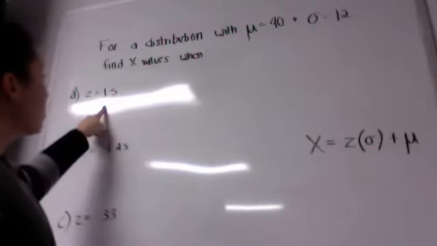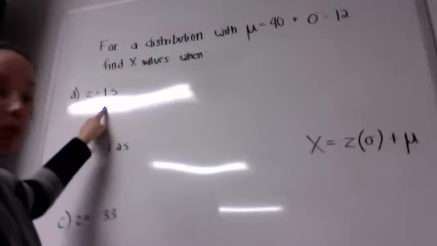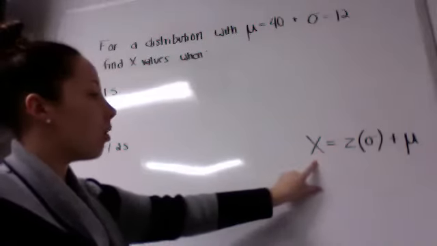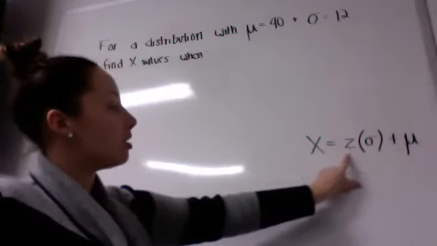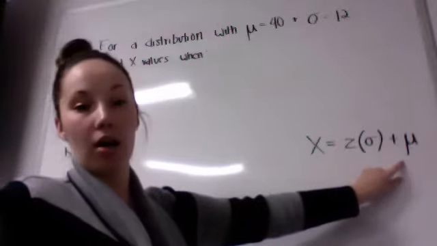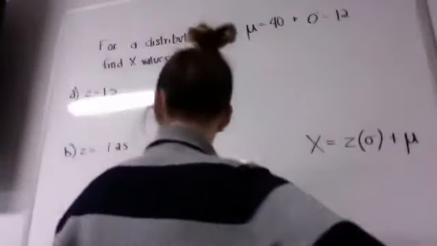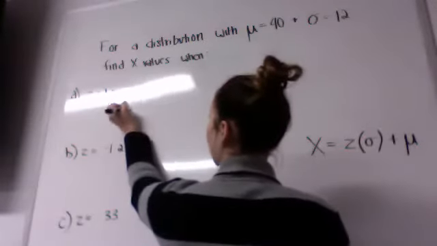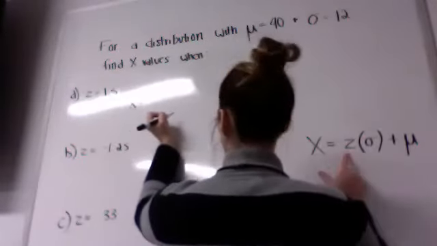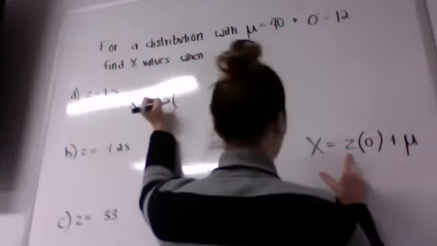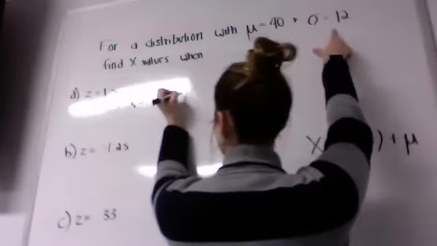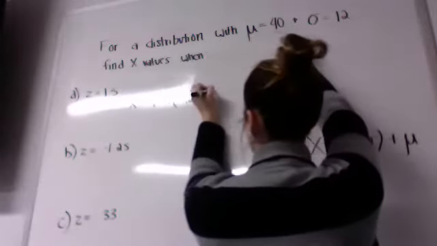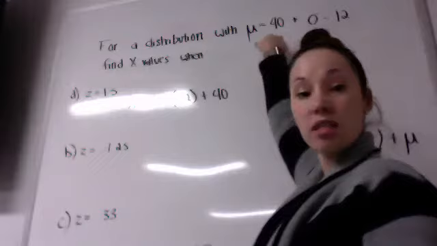So the first one asks us to find x when we have a z of 1.5. And this is the formula that we're going to be working with. So if we're looking for x, we multiply our z times our standard deviation, and then we add our mean. So that's what we're going to be doing. So we set this up like this. x equals, so z is our 1.5. We multiply that by our population standard deviation, or lowercase sigma. And then we add our mean, which in this case is 40. So that's how you set up that kind of problem.